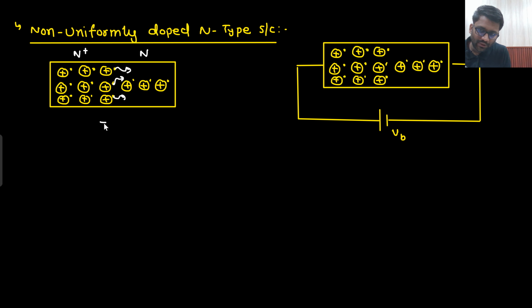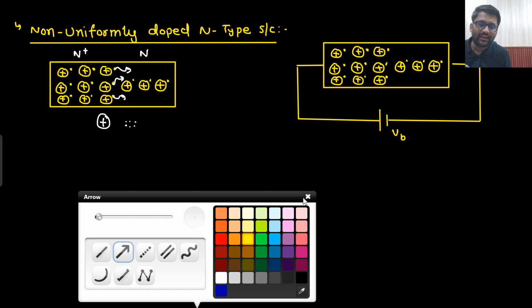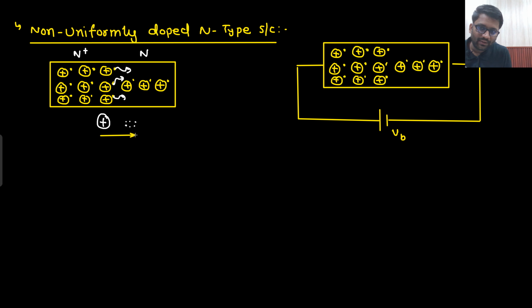Here positive charge would be maintained, and here a lot of negative charges would be there. Because of that, there will be one electric field built up. That electric field we call E built-in. Or you can say there is some potential built up here. That potential we were calling V built-in.